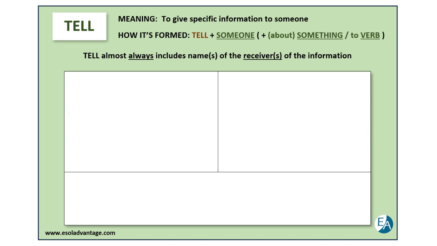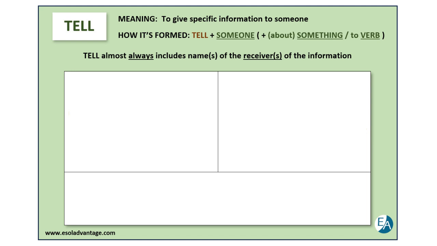Tell someone, and then you have a few choices. You can tell someone about something. You can give them information. Or you can just tell someone something directly. Those two ways are pretty similar. About something or something. These are ways to give information. Thirdly, you can tell someone to plus a verb, some sort of an action. This is a way to give a command.